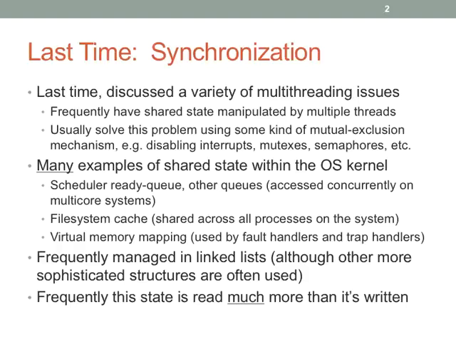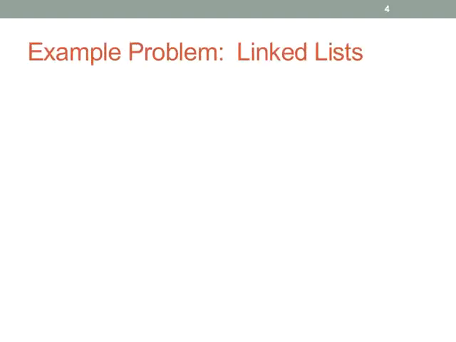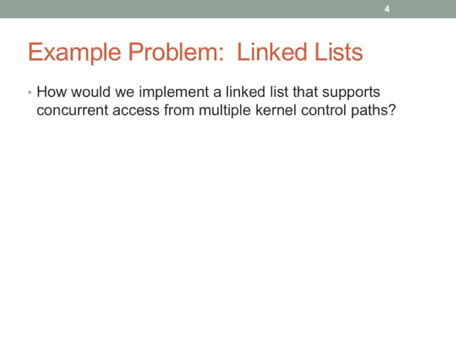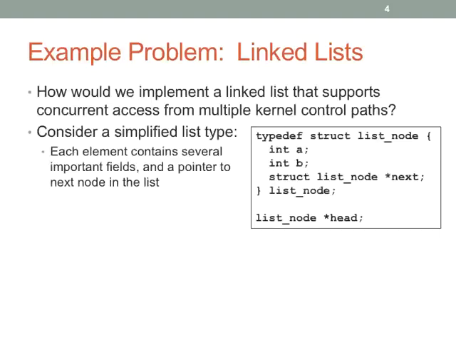So because we have a situation where we have a lot of things in these simple data structures and they're read a lot, there are some interesting things we can do. So the question is, how do we implement a linked list that supports concurrent access from multiple kernel control paths, and we expect that we will mostly read it. We will write it much less frequently than we read it. So we have a simple example here.